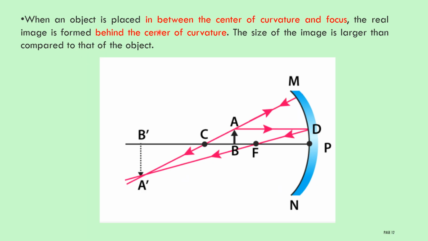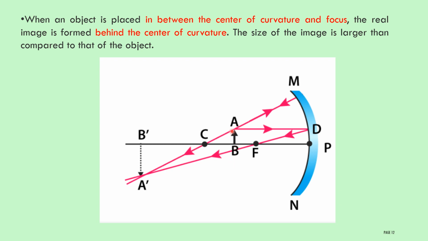Next, when an object is placed in between the center of curvature and focus, this is the position of the object AB. Then you will get a real image formed behind the center of curvature. Behind the center of curvature, you are getting the image A dash, B dash. The size of the image is larger compared to the size of the object. Let us discuss in detail here.